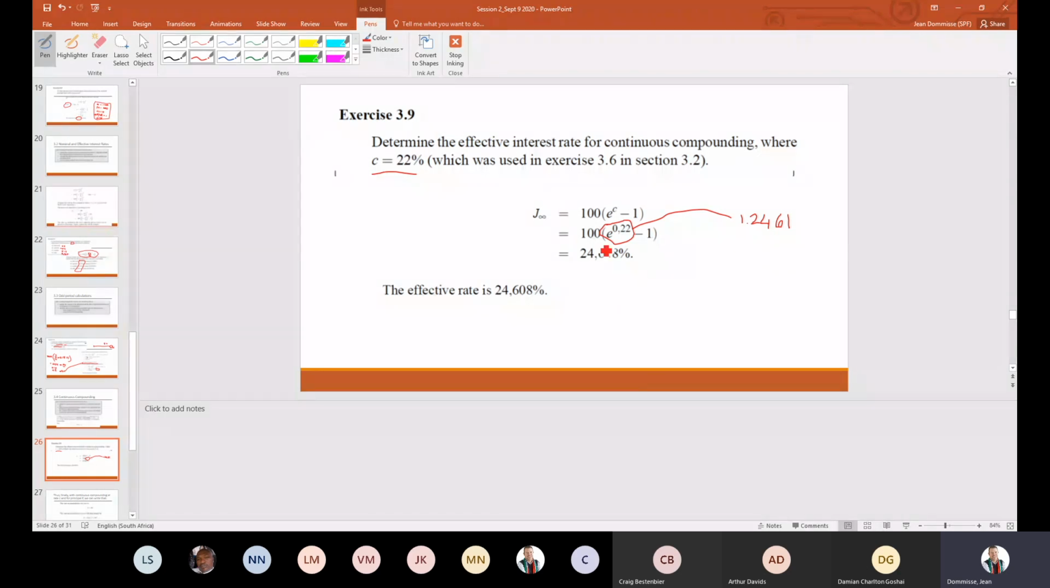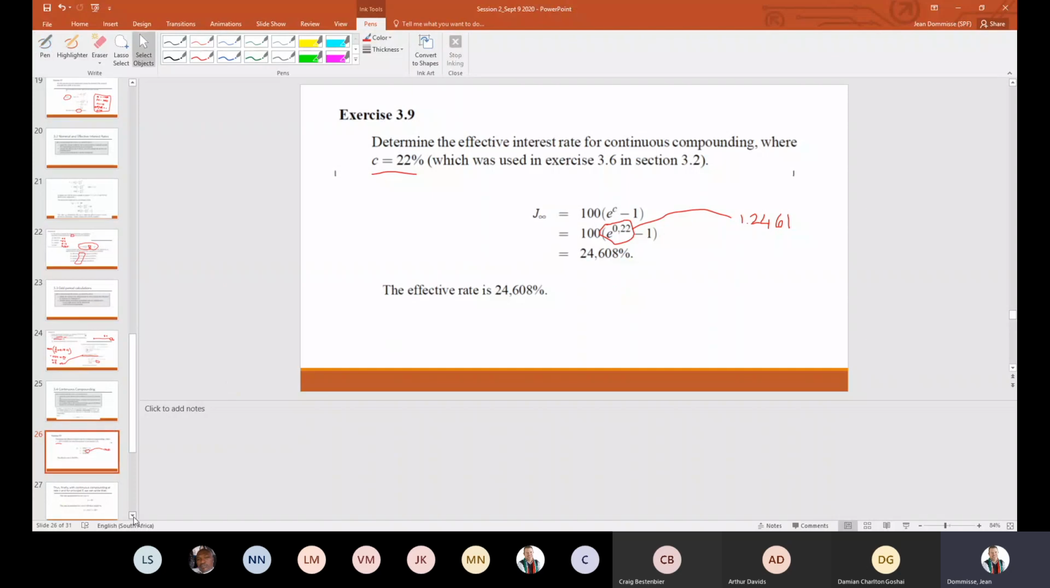and you get to 0.2461. Then if you multiply that by 100, you will get to 24.607777, which, if you round it off, will give you 24.608. No shortcut here. There's no other way of doing it. You need to use the formula and put that interest rate into there to get to your continuous compounding. No shortcut with this one, unfortunately.